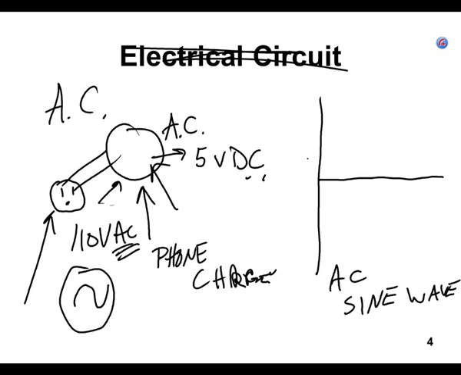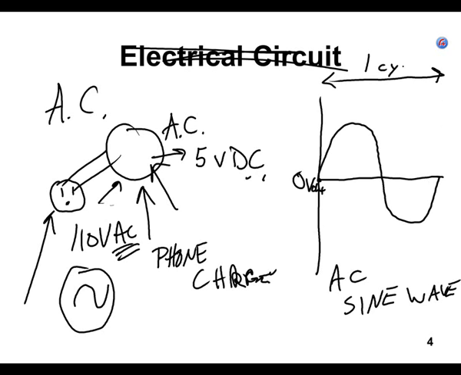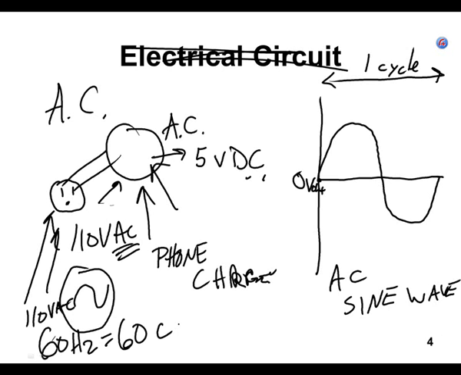An AC sine wave, if this is 0 volts, starts out at 0, and it goes up, and it goes down, and it comes back up again. And so this length of time right here, this is one cycle. Household current going into your house, it may be 110 volts AC. And it's 60 hertz, which is the same as 60 cycles per second.